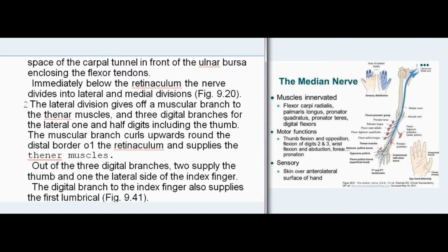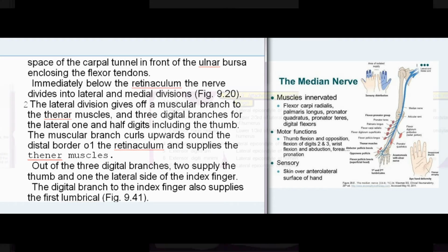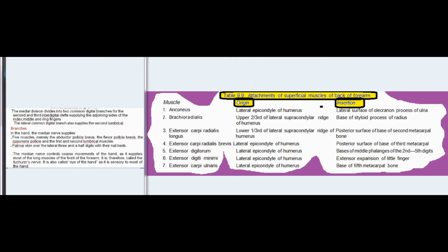The medial division divides into 2 common digital branches for the second and third interdigital clefts supplying the adjoining sides of the index, middle, and ring fingers. The lateral common digital branch also supplies the second lumbrical. Branches in the hand. The median nerve supplies 5 muscles, namely the abductor pollicis brevis, the flexor pollicis brevis, the opponens pollicis and the first and second lumbrical muscles. Palmar skin over the lateral 3½ digits with their nail beds.